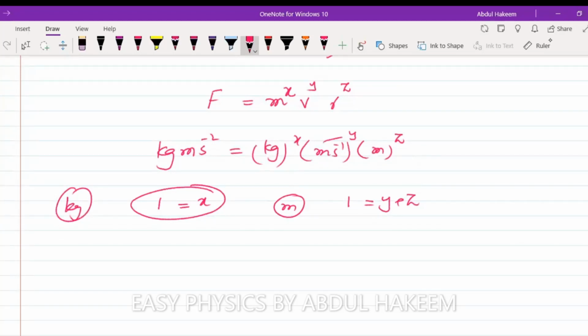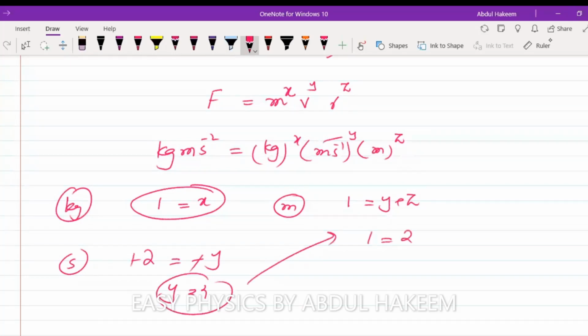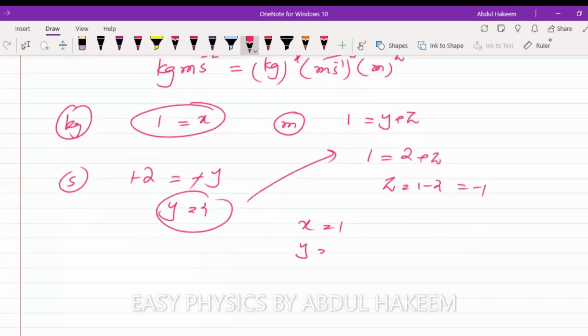Now, move to the next, second. On the left side, the second is minus 2, and on the right side, the second is minus y, minus cancelled, so y is equal to 2. So put this over here: 1 is equal to 2 plus z, so z is equal to 1 minus 2, which means it's minus 1. So x is 1, y is 2, and z is minus 1. So this is another use.